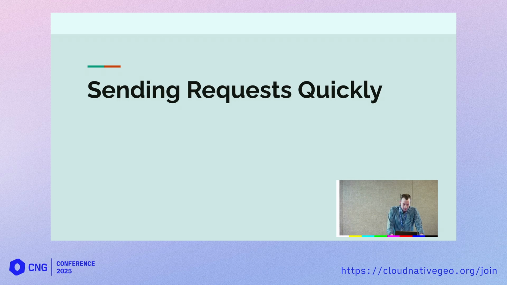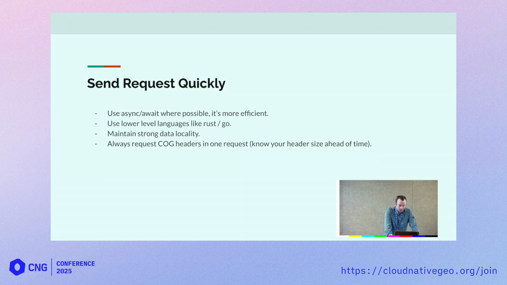Sending requests quickly, this is the last point I want to talk on. This one's pretty straightforward. I'm just going to give you guys some advice. Use async await where possible. It's definitely the most efficient. Lower level languages like Rust and Go that have concurrency built in are better than Python, where async await was kind of bolted on late in Python 3. Maintain strong data locality. This is huge. Data locality is incredibly important.